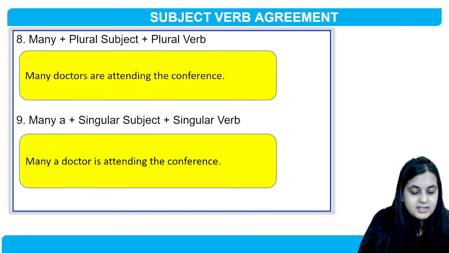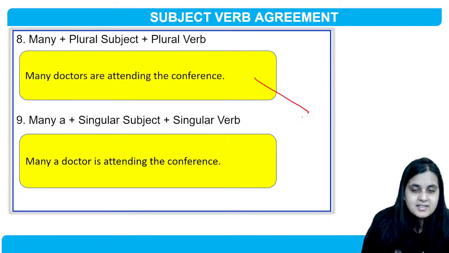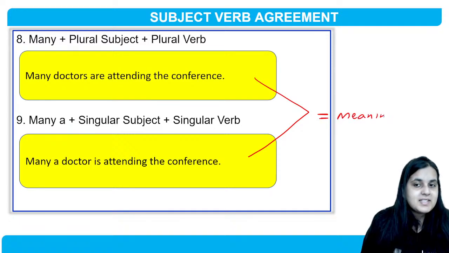Come on, guys. Understand the difference between the two. No, many a failure. Many a failure. Now listen to this, guys. Both the sentences have the exact same meaning. Their meaning is exactly the same. These are just two different ways of putting across the same statement.